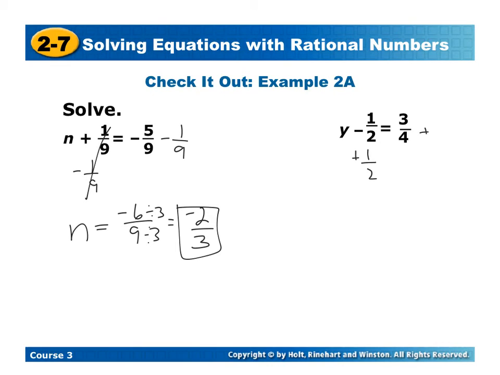Here I'm going to add 1/2 to both sides. So y is going to equal, these will cancel out. Common denominator would be 4, so 1/2 is the same as 2/4. So this becomes 5/4 or 1 1/4.